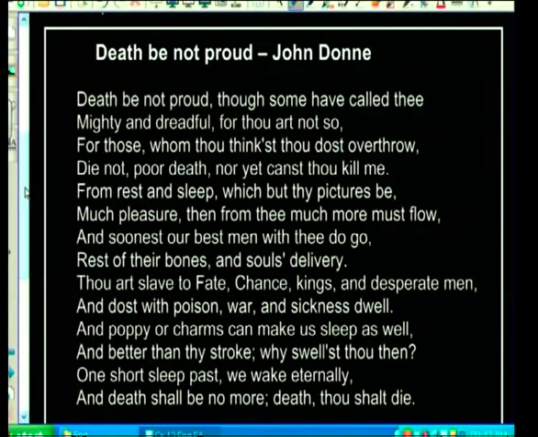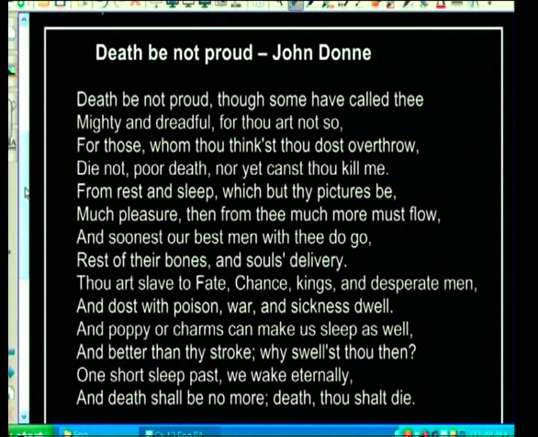Death be not proud, though some have called thee mighty and dreadful, for thou art not so. For those whom thou think'st thou dost overthrow, die not, poor death, nor yet canst thou kill me. From rest and sleep, which but thy pictures be, much pleasure, then from thee much more must flow.